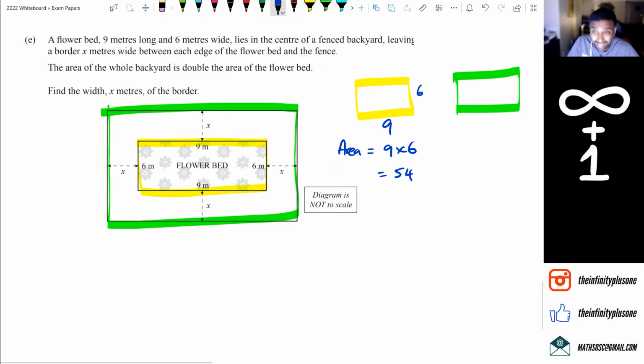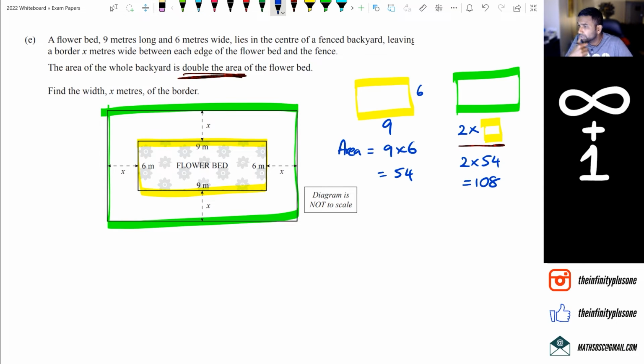Which means the green rectangle, which we don't know the dimensions for, but we do know the area is actually double that of the flower bed. So it's double the yellow. We're getting this from right here: double the area of the flower bed. So if that's the case, we now know that this is 2 times 54, which equals 108. Okay, cool. What are we trying to figure out? We're trying to figure out what x is.